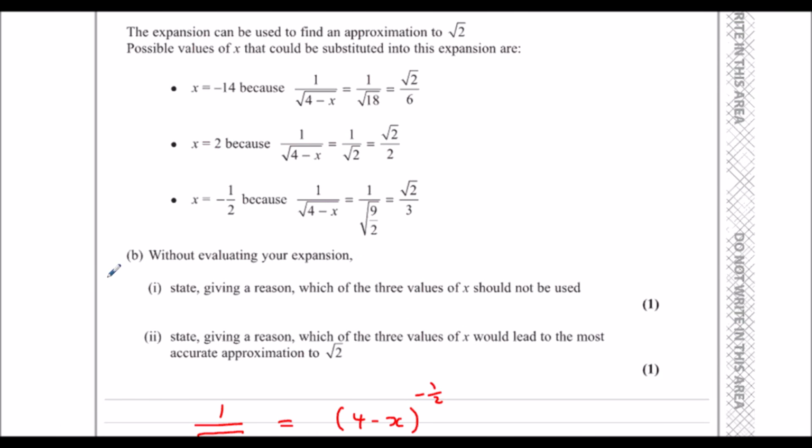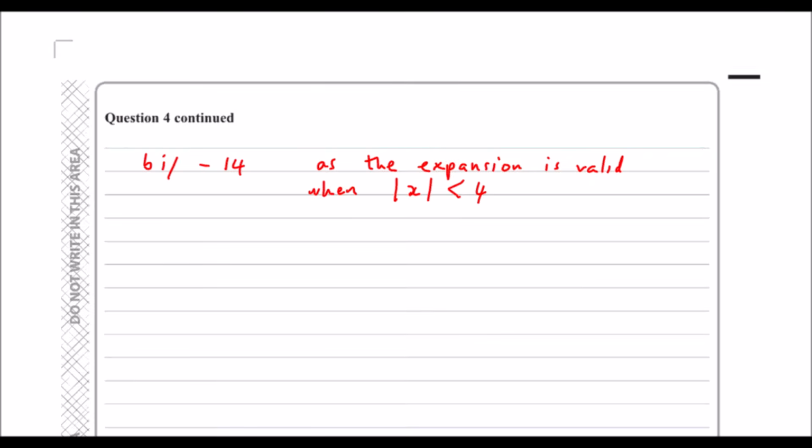And the second part, which of these values would lead to the most accurate? Will it be the lowest one? So the smallest one, so -1/2. So -1/2 will be more accurate than 2 because it's smaller. So -1/2 because it is smaller, or the mod of it is smaller, closer to 0.